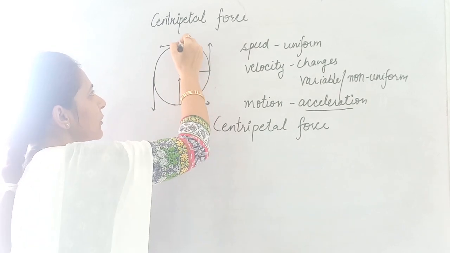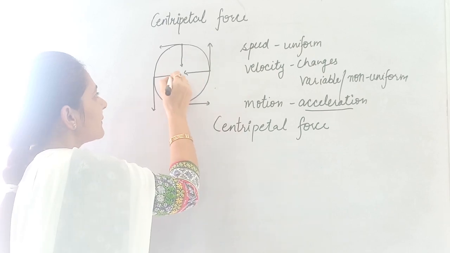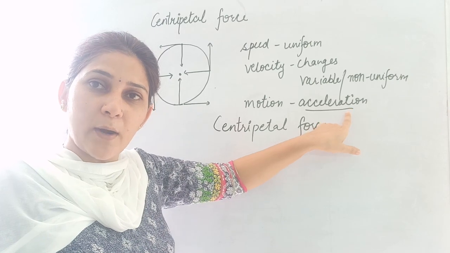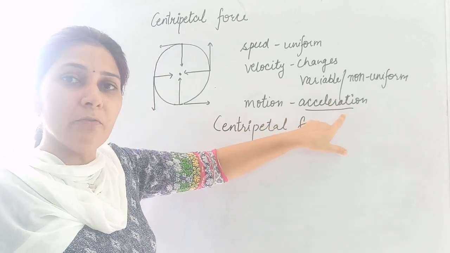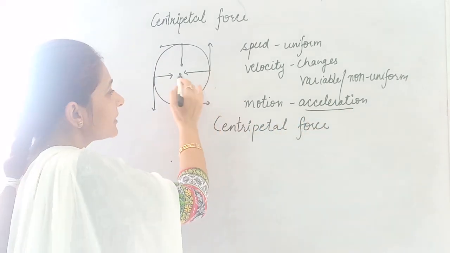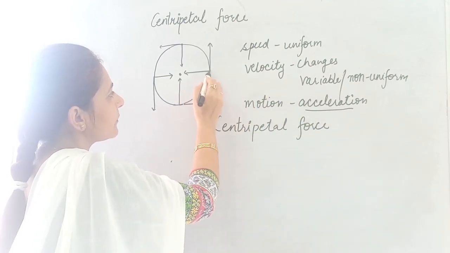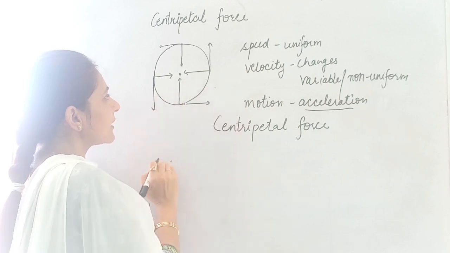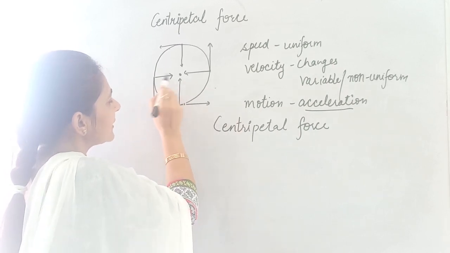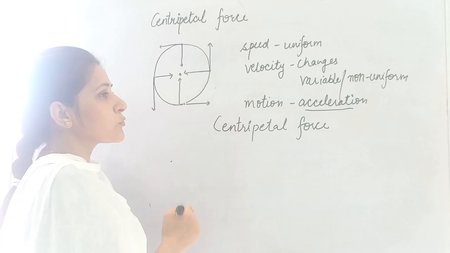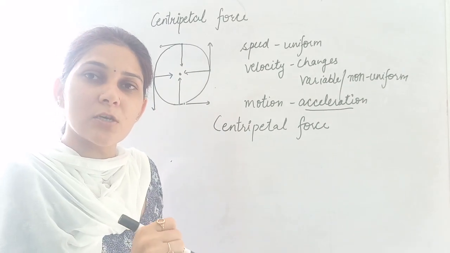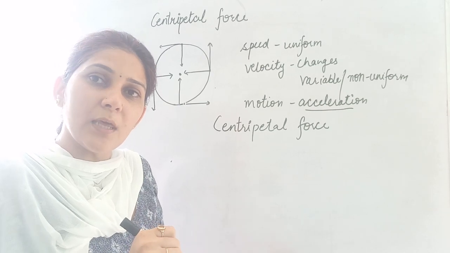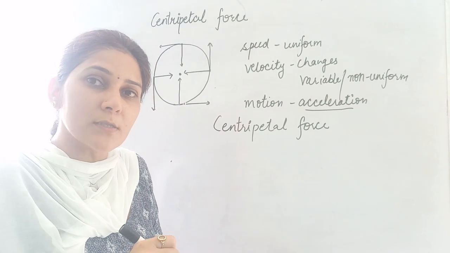Now the acceleration which is produced here is towards the center at this point. Because we are aware that acceleration is also a vector quantity, it too has a direction. At this point the direction of acceleration is towards the center, at this point again towards the center, and at this point again towards the center. But at every point the direction of acceleration is different, which means acceleration is also variable. Acceleration is also not constant in this motion.